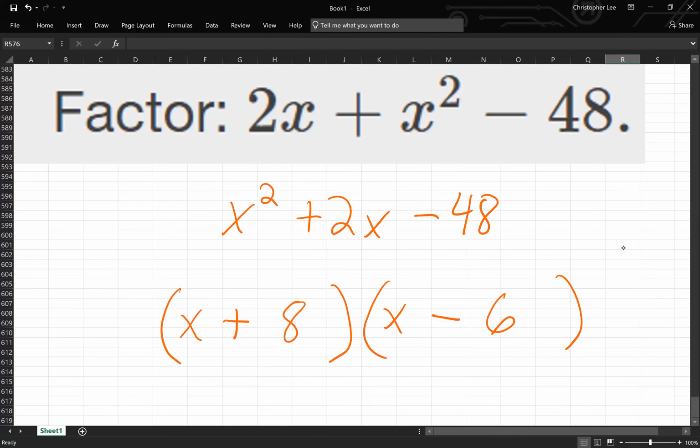If you can look at it and know what to do, you can leave it alone if you want. For me, I like my quadratics, my polynomials, to be in descending order. So that's why I rewrite it like this.